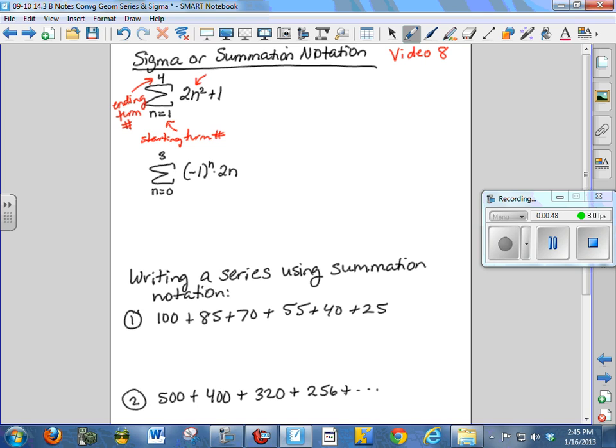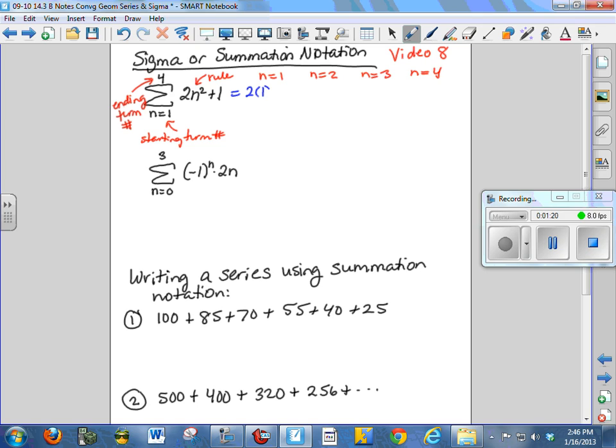Here is the rule for the sequence. So what it tells me to do is take the numbers 1, 2, 3, and 4, one at a time, plug them into the rule, and then add them, because this is called summation notation, so you add them up. So this creates a series. So when n is equal to 1, n equals 2, n equals 3, n equals 4, I'm going to have this.